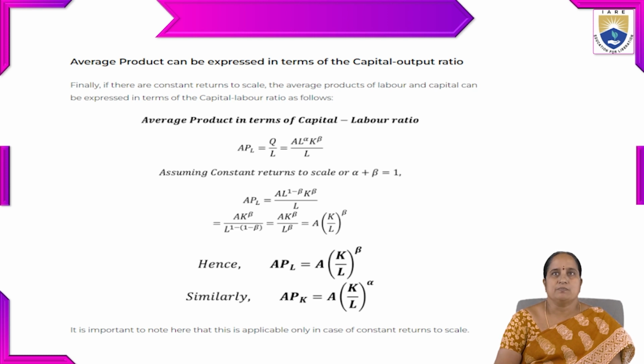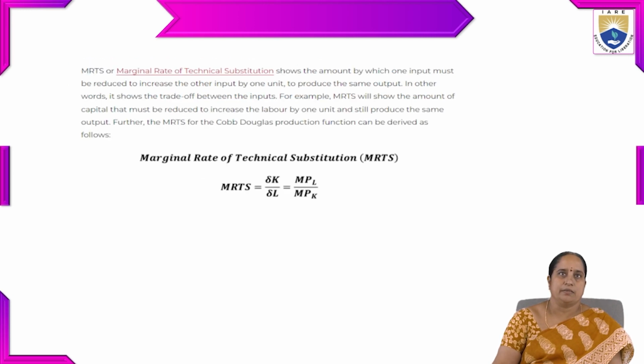Average product can be expressed in terms of the capital labor ratio. If there are constant returns to scale, the average product of labor and capital can be expressed in terms of the capital labor ratio. So average product in terms of capital labor ratio is denoted as APL is equal to Q by L, which can be further simplified as A into L to the power of alpha and K to the power of beta divided by L, assuming constant returns to scale, or alpha plus beta equal to 1. So if you simplify this, we can prove that APL is equal to A into (K by L) to the power of beta, and APK is equal to A into (K by L) to the power of alpha. So this is applicable only in case of constant returns to scale. In other cases, the formula may vary.